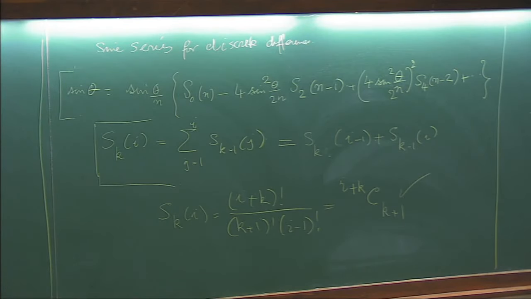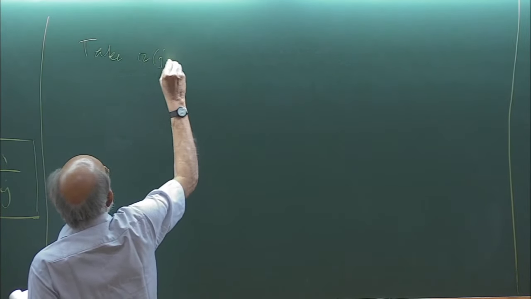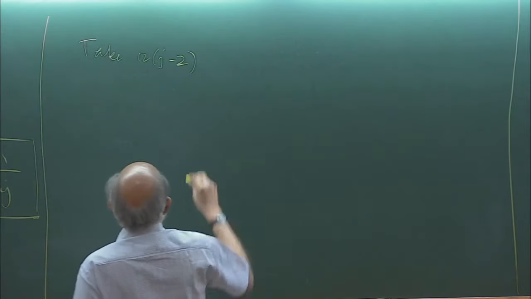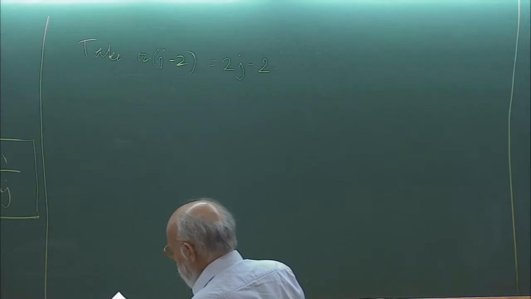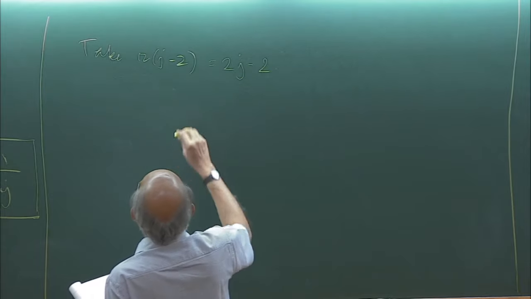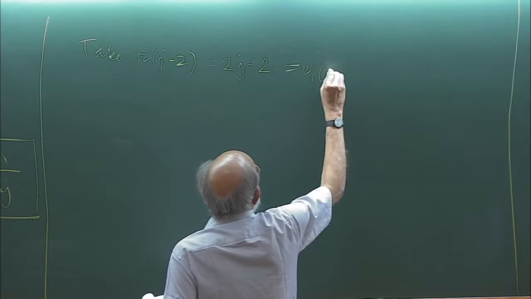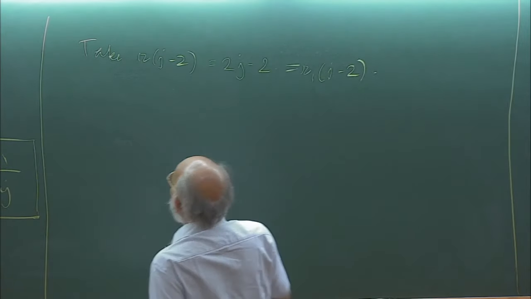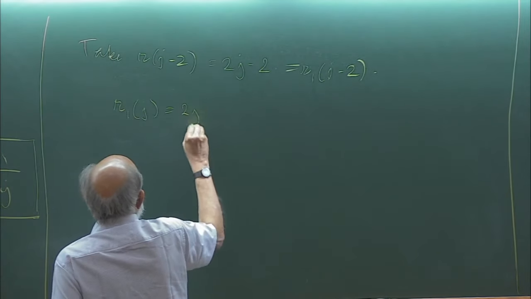So he says, first correction, take R j minus 2 is equal to 2j minus 2. Then, respecting the functional dependence, so I call this R1, if you don't mind, first approximation. Then R1 j is 2j plus 2.